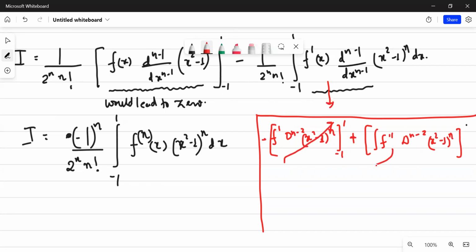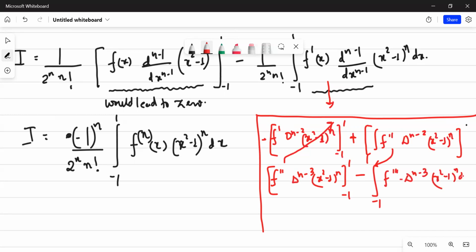So again apply integration by parts here. It will come out as f double dash and this will be d^(n-3), x square minus 1 to the power n from minus 1 to plus 1. Again a minus, integration from minus 1 to plus 1. This will be f triple dash and this will be d^(n-3), and then you have x square minus 1 raised to power n dx.